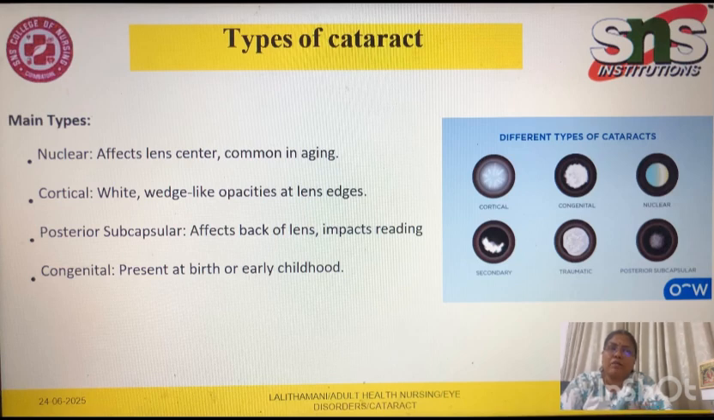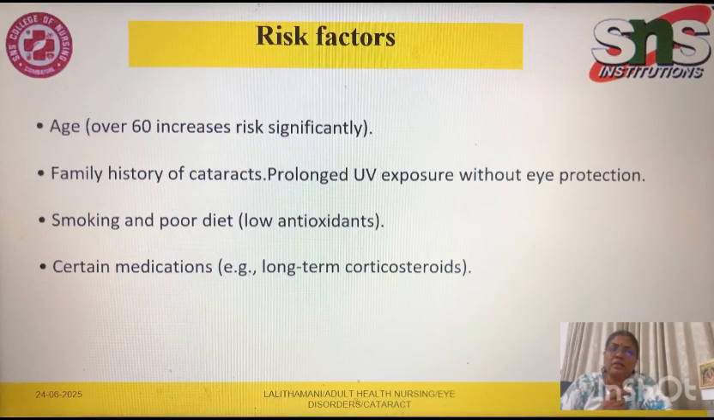Posterior subcapsular affects the back of the lens and impacts the retina. The posterior capsule is the one which holds the lens, so posterior subcapsular means it affects the back side of the lens. Congenital is present at childbirth itself or during early childhood. In the images on this slide, you can see the normal lens is transparent, and the cortical type shows a wedge-like opacity.